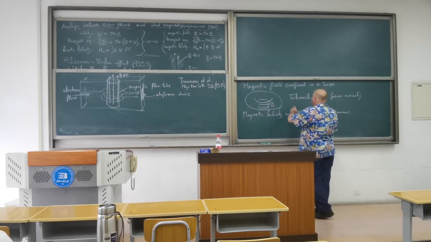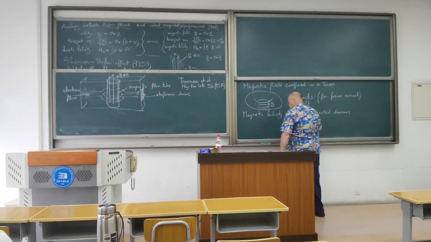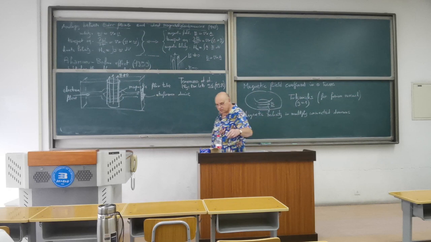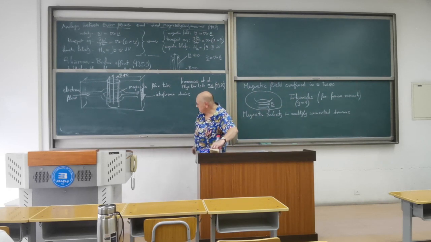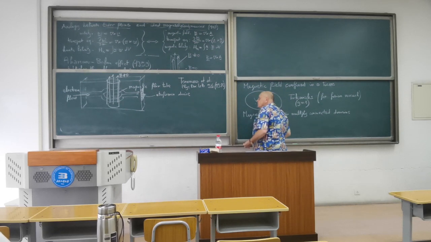Okay, tokamaks: G, number of holes, 1. Of course, the torus. All right, so I want to do this.